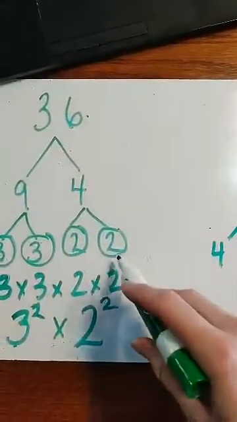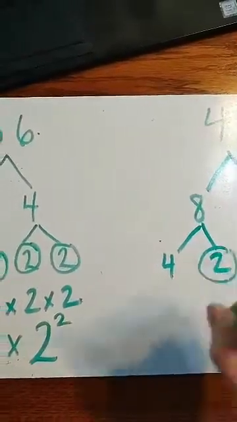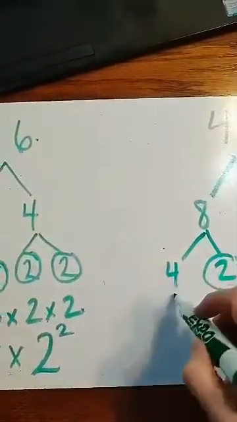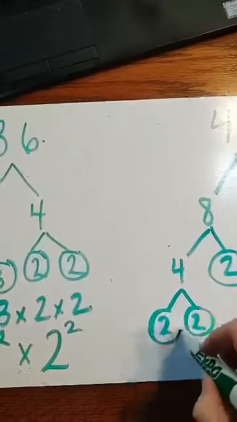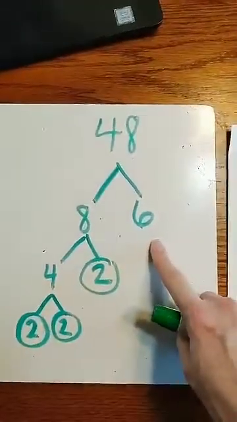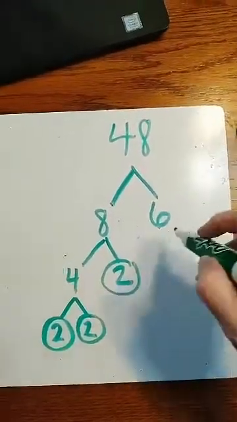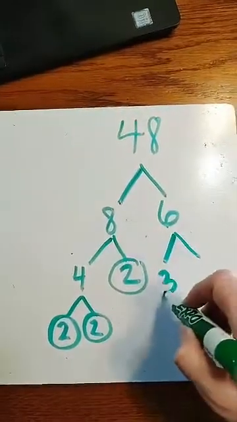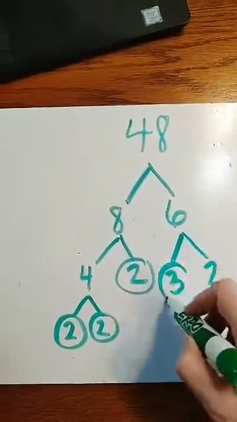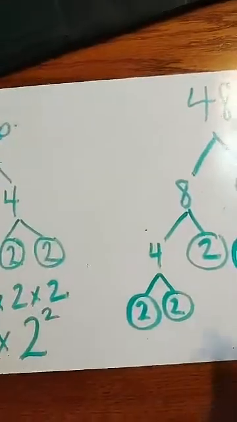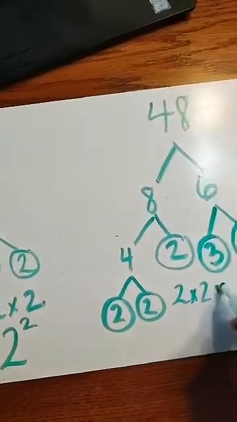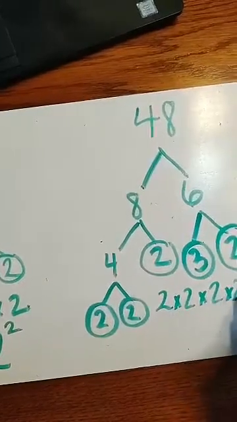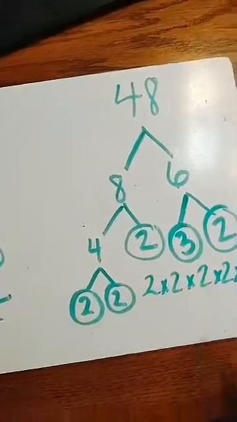We know we learned over here 2's prime. I'm circling that. We also learned over here 4 is not. I'm making that 2 and 2 and circling those. Okay, now I'm going to go to my 6. Is 6 prime? No, it isn't. 3 and 2. And we learned from our last problem, those are prime. So if I was to write this, I could write 2 times 2 times 2 times 2 times 3.